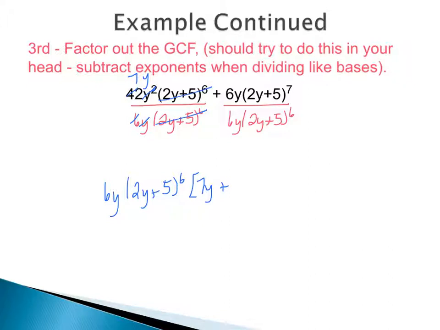Then for our second group, 6 divided by 6 would just cancel out. That's just 1. Y divided by y, same thing. Those would just end up canceling out. But then here we have (2y plus 5) to the 7th divided by (2y plus 5) to the 6th.